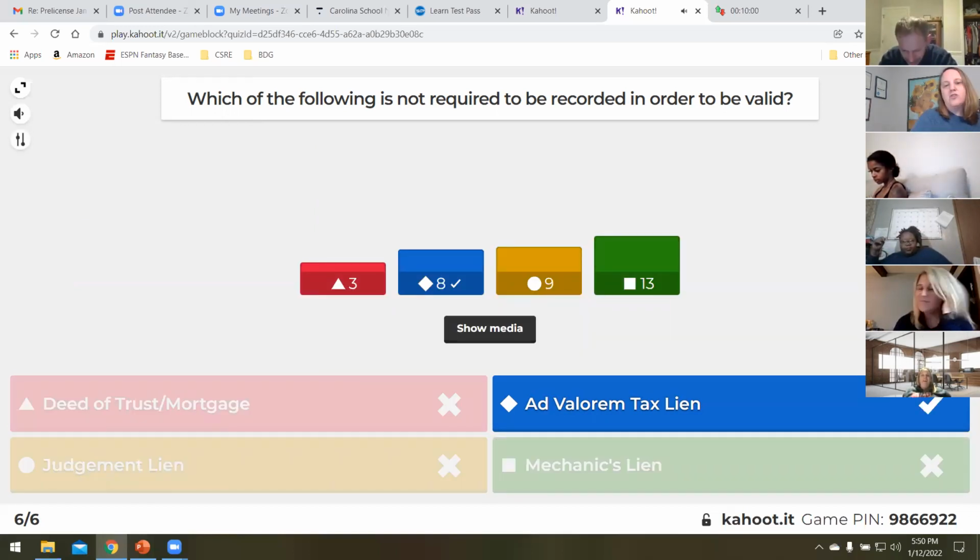So this is a good one. Mechanics lien. Remember, everything the mechanic has to record. How many days do they have to record? Why don't you guys remind me in the chat? How many days does the mechanic have to record from when the work ended?